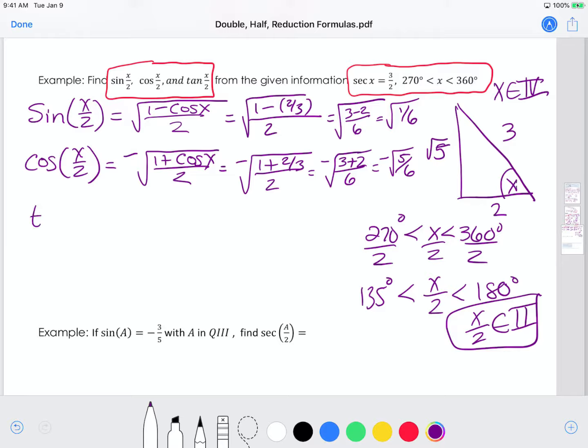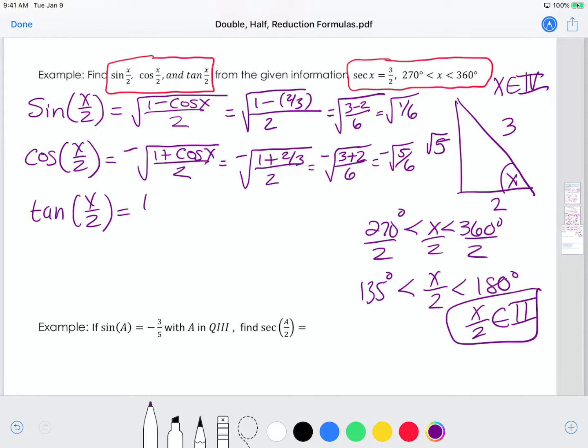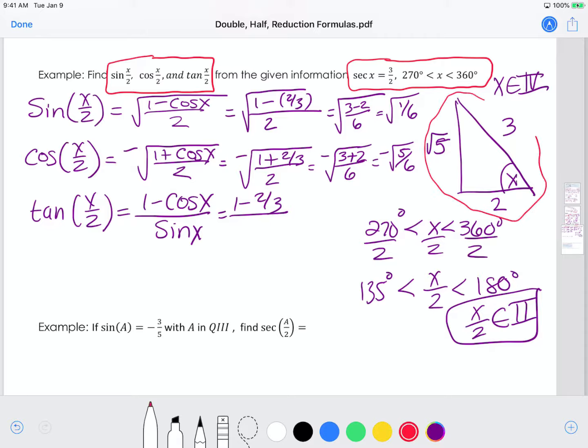The last one we have to find is tangent of x over 2. That formula is 1 minus cosine x over sine x. We already found that cosine x is 2/3, so I have 1 minus 2/3 over sine x. We haven't found sine x yet, so we have to look at our triangle. Here's our triangle. It's starting to get buried in all of our scratch work. There's our triangle. Sine of angle x is going to be opposite over hypotenuse, so that's the square root of 5 over 3.